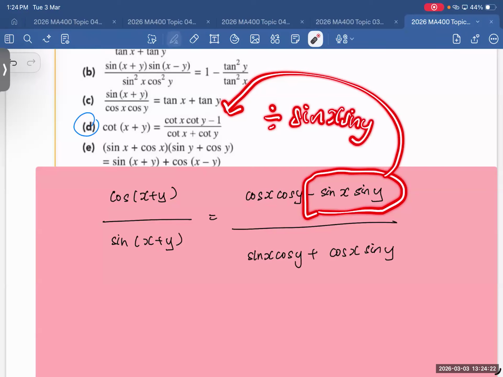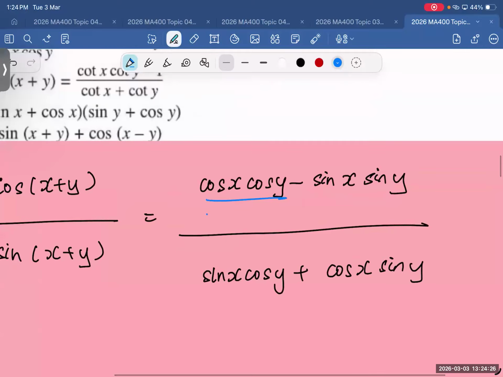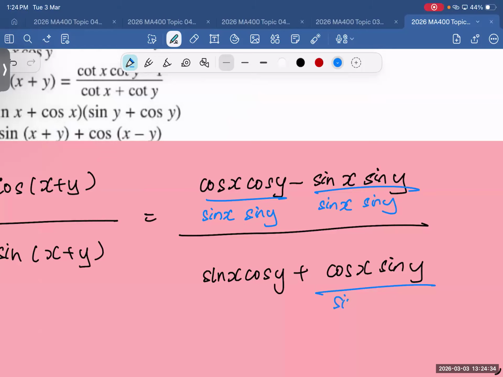Now the magic is happening soon. Divide everybody by sine x sine y. It's ugly, I know, but trust me, do this and your answer will come running to you.